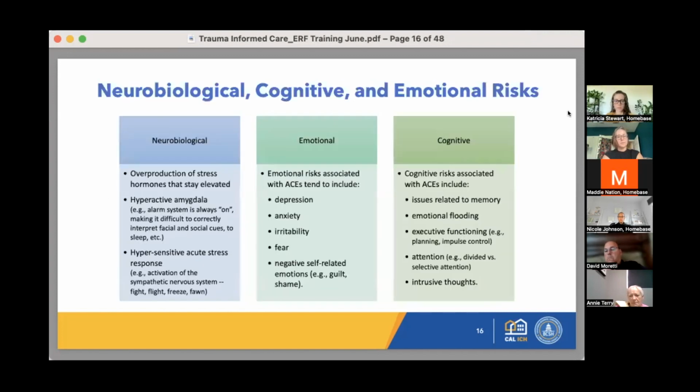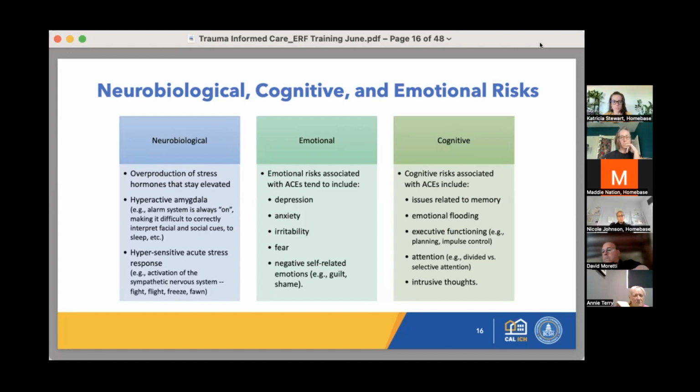So let's talk about some of the neurobiological, cognitive, and emotional risks associated with trauma. Neurobiologically, people can experience an overproduction of stress hormones that stay elevated when they've experienced trauma. So I don't know if you've ever heard of a book called Why Zebras Don't Get Ulcers, but it's basically that most animals don't maintain elevated levels of stress, but humans, especially when they've experienced trauma, can experience elevated levels of stress for a very long period of time.